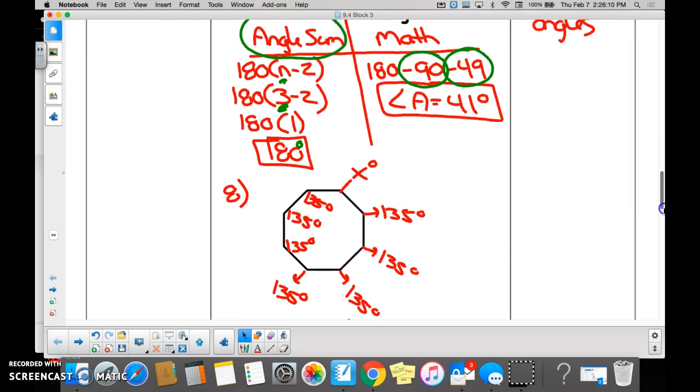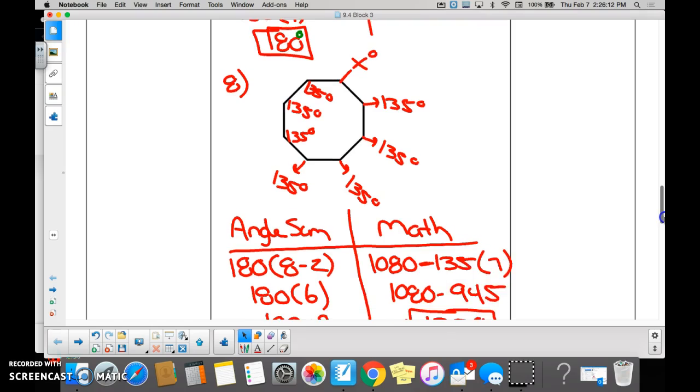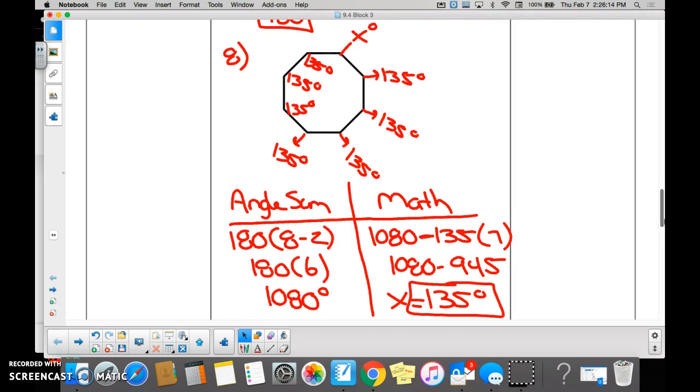Number 8 is a very similar problem. However, it's an octagon. The first thing we did is we made a little T-chart, which I'm going to expect you to do. And we calculated the angle sum of the octagon, right? How many sides does an octagon have? 8. So we used 8 and subtracted 2. Then we knew that 7 of the 8 angles were 135 degrees. So we subtracted the total of 135 times 7, and we were left with 135 degrees for that missing angle, right? Yep.